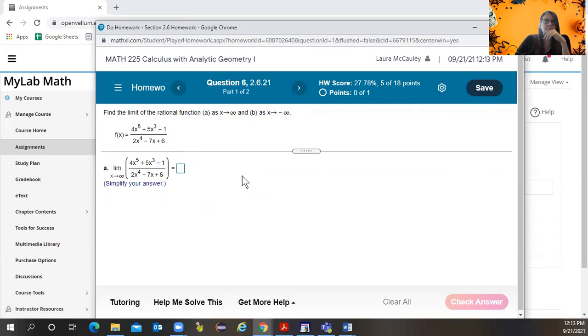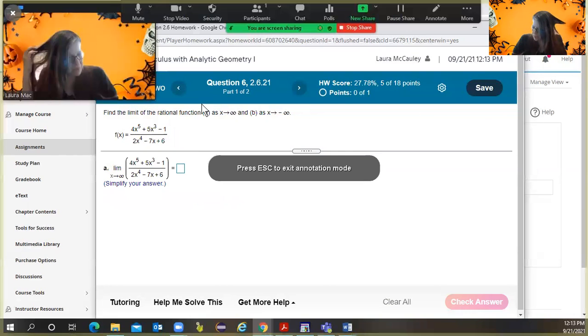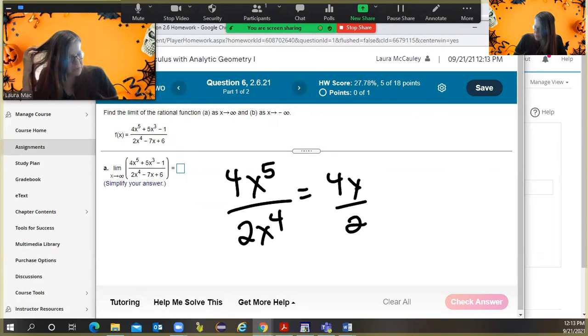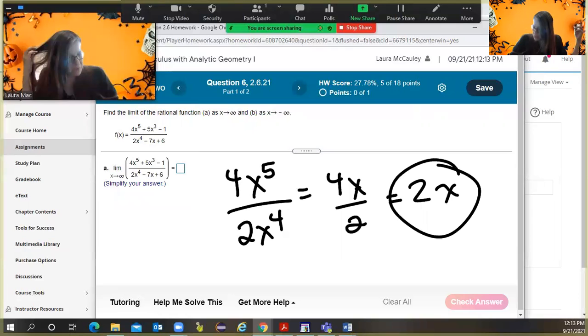All right. This one is the same kind of deal. You would do that same thing. So essentially, it's all just about the leading terms. So who's got the largest exponent in the top? He does. Who has the largest exponent in the bottom? He does. So if you just look at these two, this would be 4x over 2. I don't know why I didn't simplify that. This would be 2x.